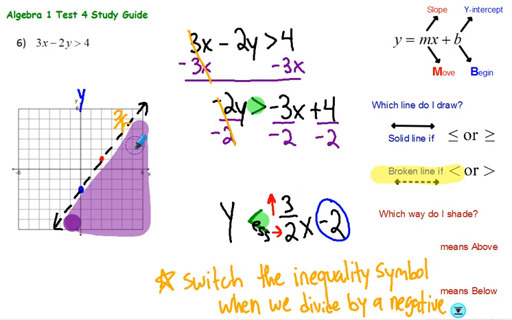All right, well, pause the video here and try number 6 in the middle. And again, I'll give you a hint right now. Number 6 in the middle and on the right side, and number 6 on the test itself, is a problem exactly like this, where you're going to have to switch the inequality symbol from one to the other because you're dividing by a negative. So watch out for that one. You will be switching. All right, so go ahead and try number 6 in the middle.